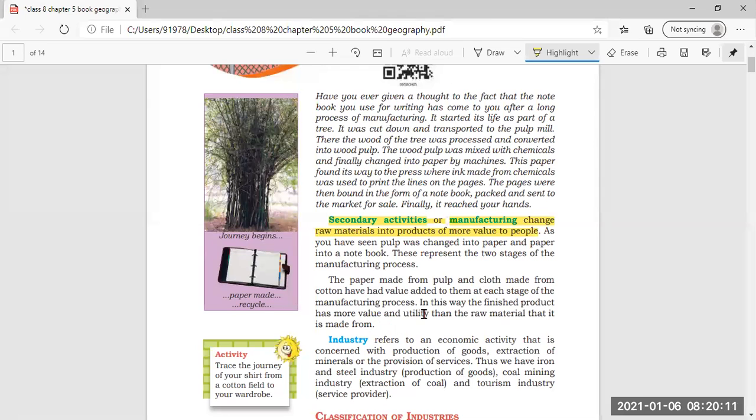In this way, the finished product has more value and utility than the raw material that it is made from. That means the finished product, the last product we get after manufacturing, after processing, has more value, more importance, more usability. Utility means more usability in the life of the people.